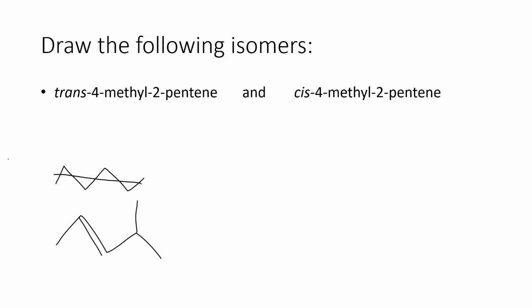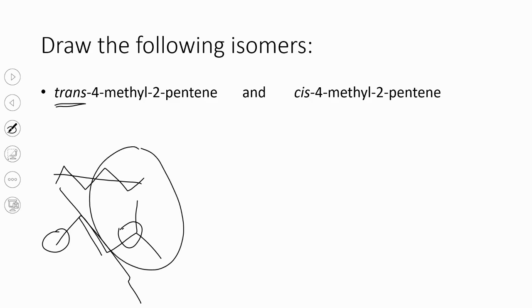So we need to check if it's a trans isomer or not. So across my double bond, do I have both of the carbon groups on the same side or are the carbon groups on the opposite side? So this is like I cut my double bond through the double bond. So one side is the top, one side is the bottom.